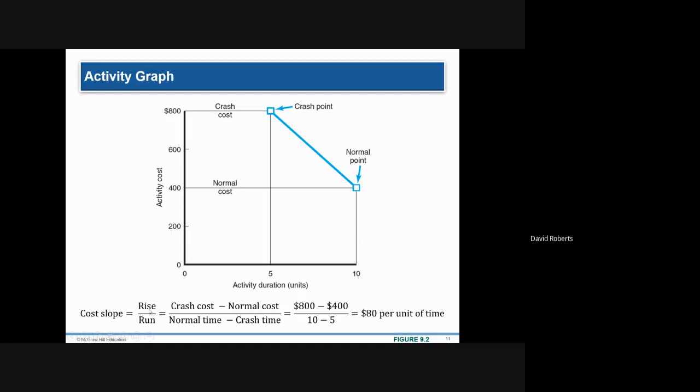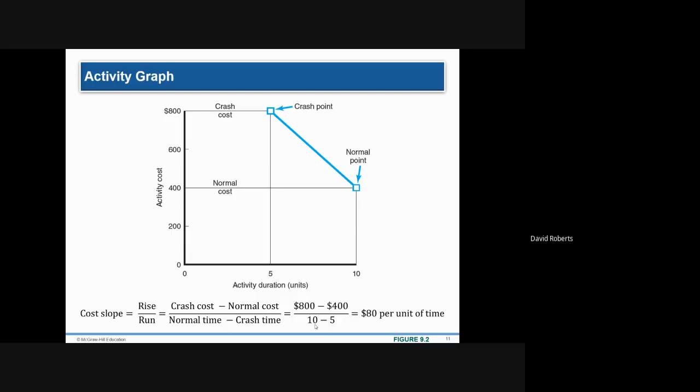Here's the formula. Now, they have done it so you get a positive number. Most project management textbooks do it where it's the crash time minus the normal time. Either way, it's simply the difference in cost over the difference in time. And even though, as you can see, the slope is negative, if you want to be really, really picky, this slide is wrong.